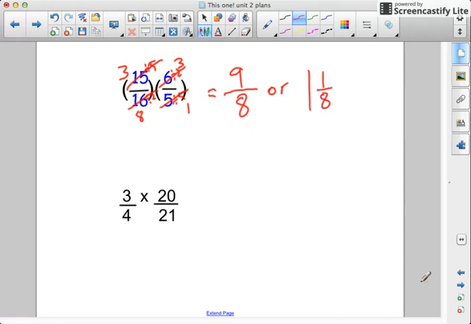Bottom one here, 3 goes into the top and the bottom. So divide by 3, I'm going to get 1. Divide this by 3, I'll get 7. 4 goes into both 20 and 4. So this would give me 1. If I divided by 4, this one would give me 5. So I end up getting 1 times 5 is 5, and 1 times 7 is 7.